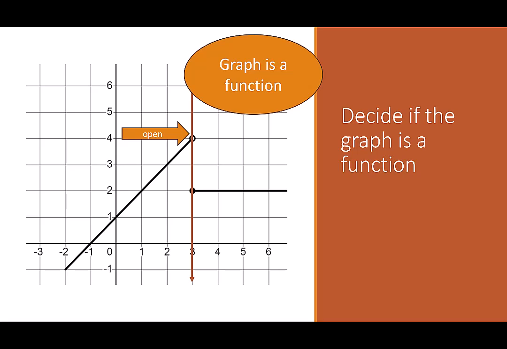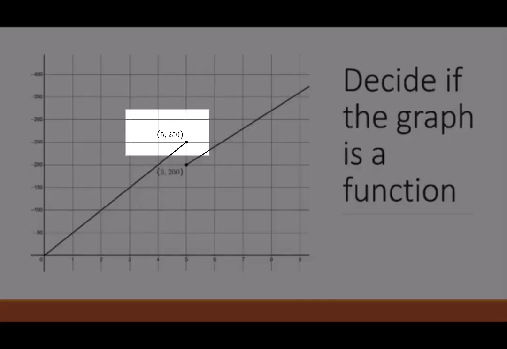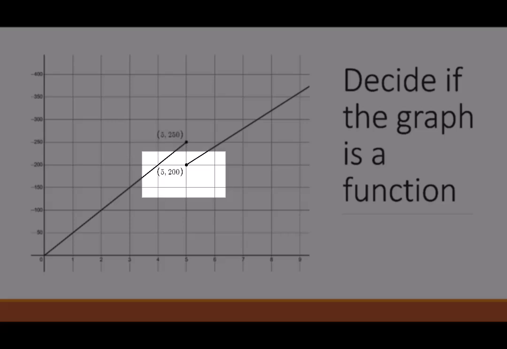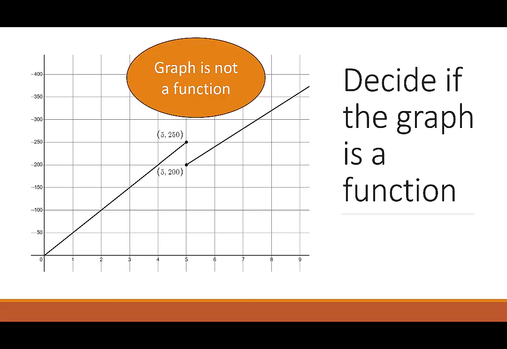Now let's look at a second one kind of like this. This time I have again 2 lines, and I put the points on the graph to really show you what's going on. So in the top line, I have an endpoint of (5, 250), and then in the bottom line, I have a point of (5, 200). So I have 2 different points on the graph where the x-coordinate is 5 and there's a different y-coordinate. So that doesn't correspond to our definition that says that x's cannot repeat. This tells me the graph is not a function.